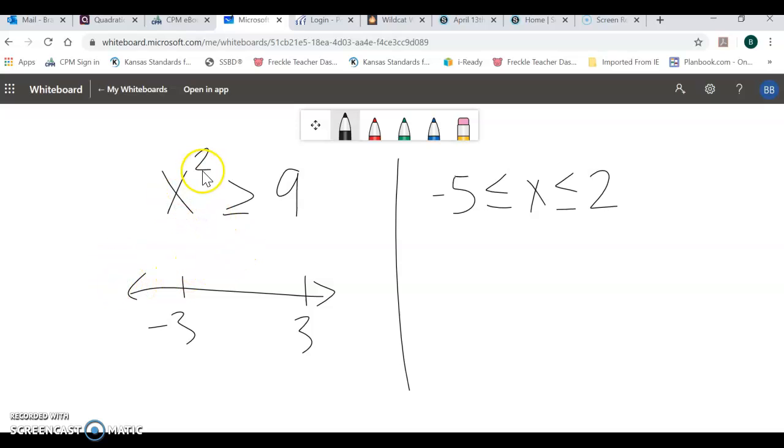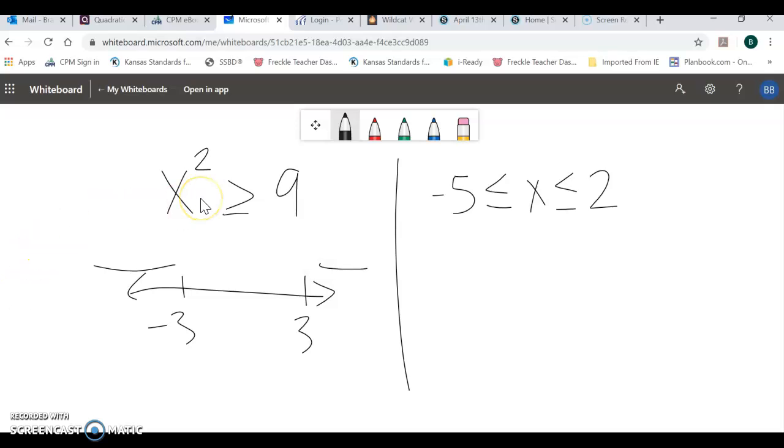Let's do 0 squared. 0 squared is 0. So you'd have 0 is greater than or equal to 9. Well, that doesn't work. Let's try 1. 1 squared is 1, so is 1 greater than or equal to 9? No. Okay, so this is a no-go. None of these are solutions. That tells me automatically my solutions are here and here.